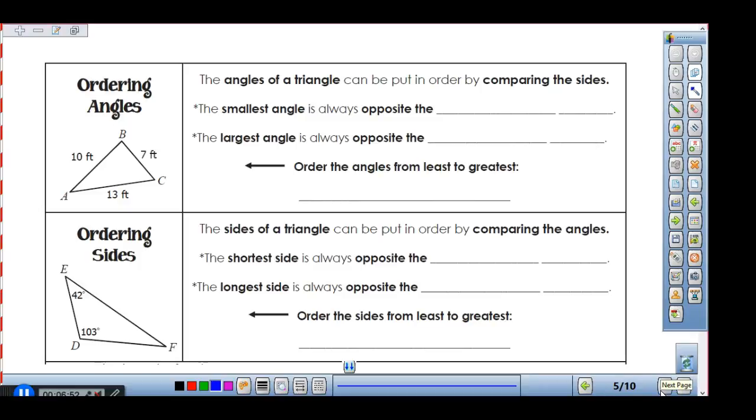Okay. The smallest angle is opposite the shortest side. And the largest angle is opposite the longest side.